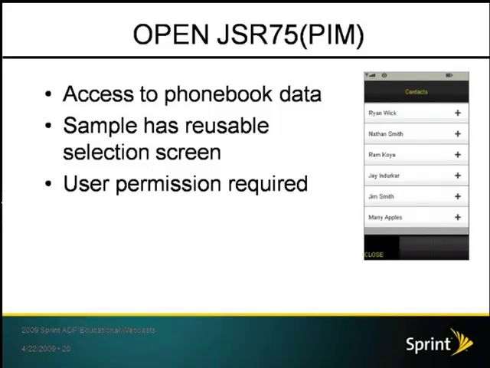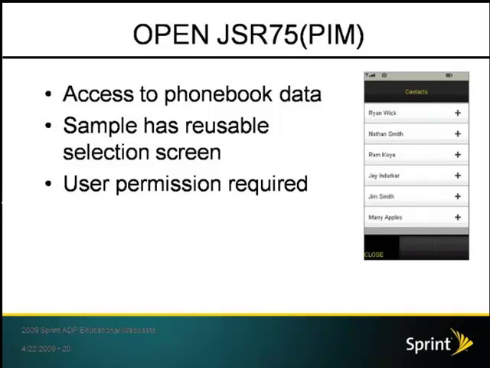So if we look at the PIM, JSR75 portion of the PIM API, we have a code sample on our website, again, under the developer.sprint.com/instinct area. There's code samples there. We have a sample for 75 specifically working with PIM. In this case, the sample is not only a sample just to show you how it works, but it's also a nice little reusable component.